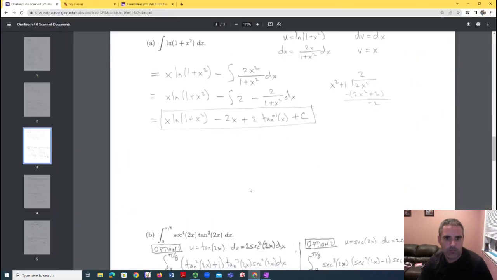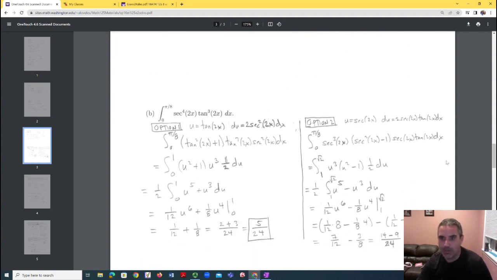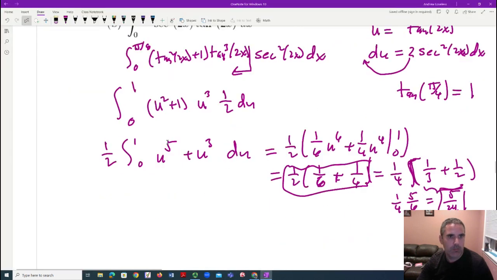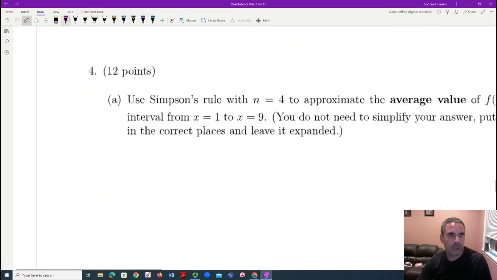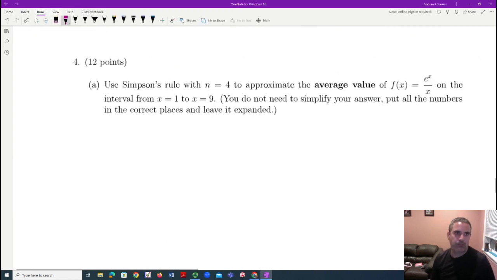Let's go take a look. Oh, interestingly, in my solutions, I did it both ways. Notice it's 5/24 either way. All right, let's keep going. Let's zoom out a little bit. Use Simpson's rule with n equals 4 to approximate the average value of this function. So step 1 is you would be doing this.